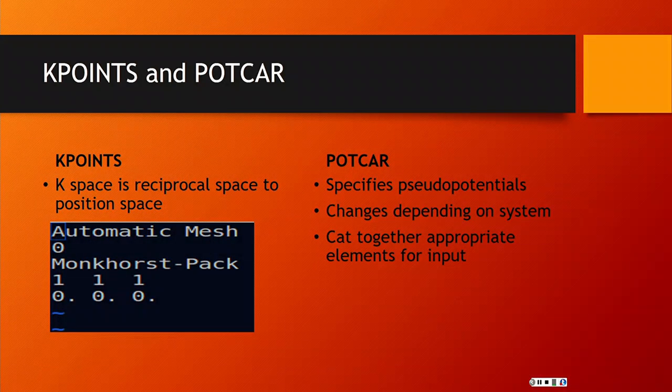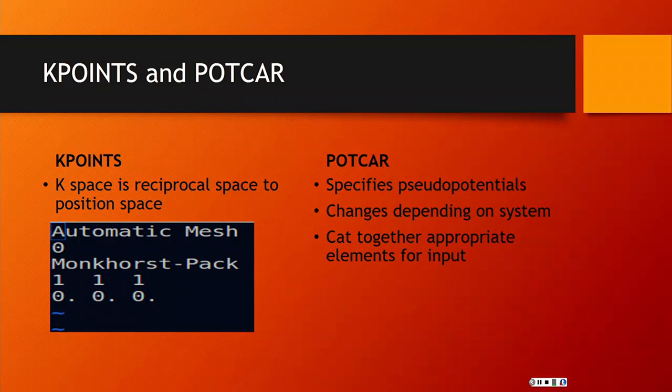Okay, and then the next two, KPOINTS and POTCAR. KPOINTS, K-space is reciprocal space to position space. So this is a little example of what a KPOINTS file is going to look like. The first line is a comment, but it's useful to kind of say what it is. In this case, it's an automatic mesh. So that means it generates all the points in K-space automatically, and specifically VASP is told that with this 0. And then Monkhorst-Pack, that's just a particular method of generating an automatic mesh.